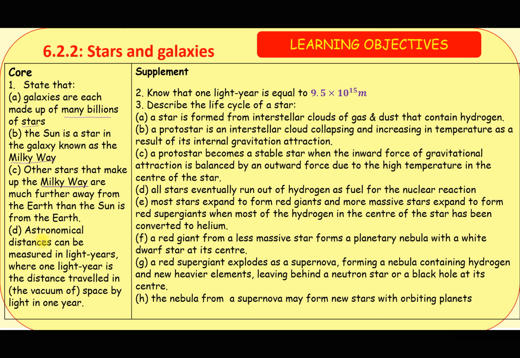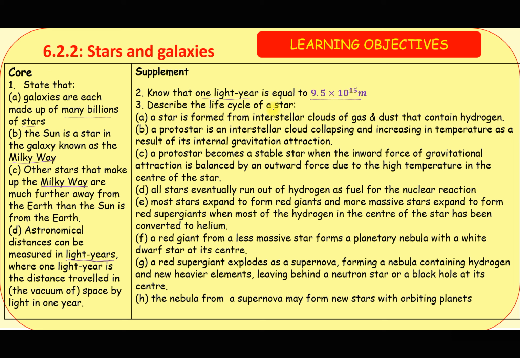Then also state that astronomical distances can be measured in a unit called light years, where 1 light year is the distance traveled by light in space in 1 year. Then for extended students, they will be able to know that 1 light year is equal to 9.5 times 10 to the power of 15 meters.